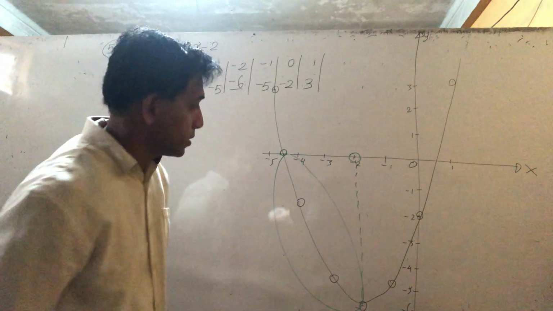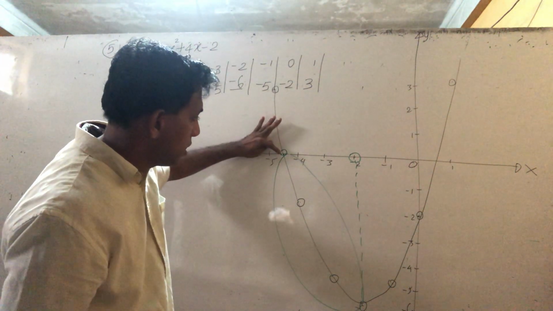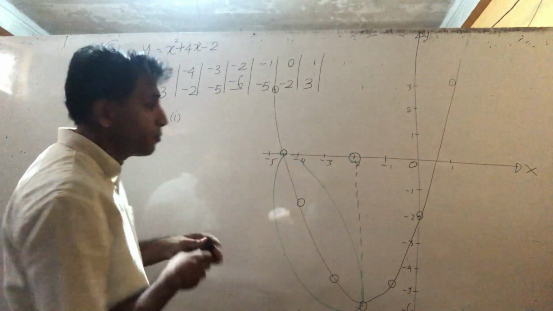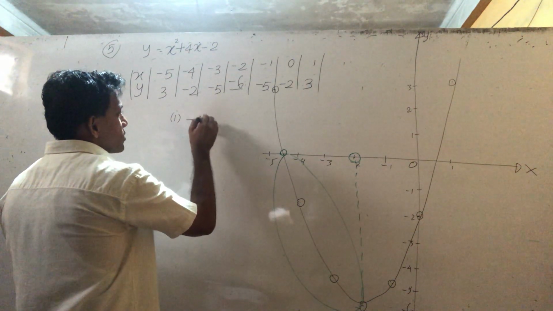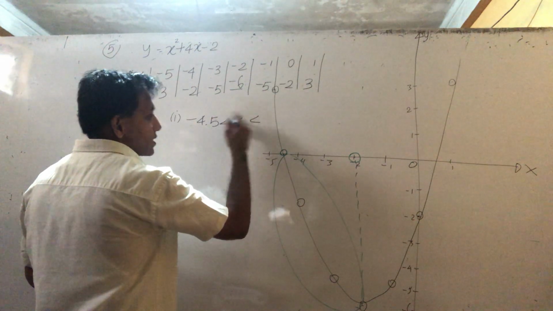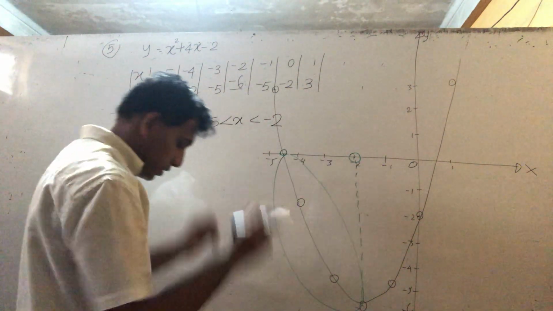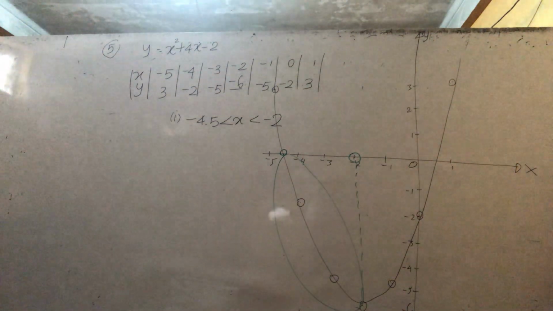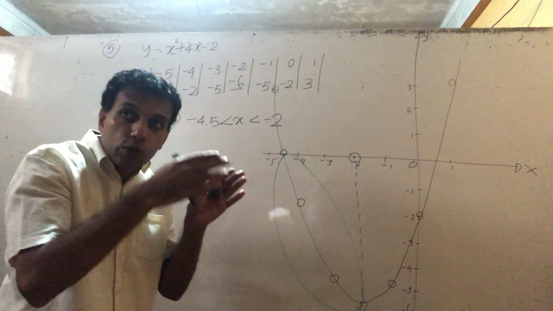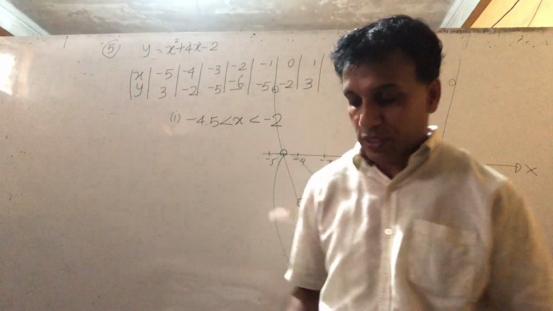So the answer, if you draw properly on the graph sheet, you can write minus 4.5 less than x less than minus 2, right? Between that range the graph is negatively decreasing, right? That's one of the parts in the 2017 paper, this one.